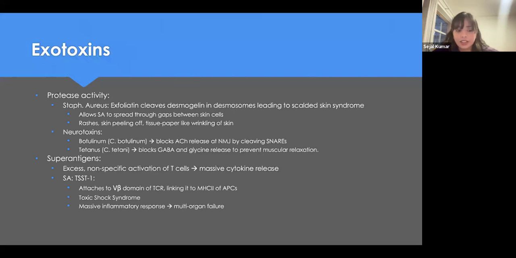So superantigens are the last type. They cause an excess and non-specific activation of T cells, leading to massive cytokine release. For example, Staph aureus, you have TSST-1. This attaches to the beta domain of the TCR, which is the T cell receptor, linking it to MHC II of the antigen presenting cells, which causes toxic shock syndrome, essentially, and leads to a massive inflammatory response, ultimately ending in multi-organ failure. So superantigens are pretty big, pretty bad.